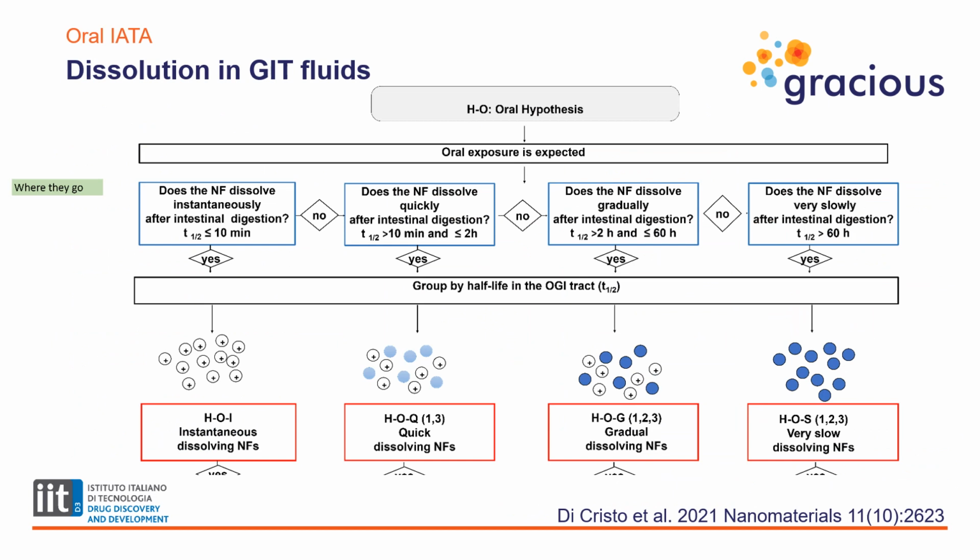Here's an example of one of the IATAs. This is for the oral route of exposure. So you can see the first decision nodes focus on the dissolution rate, ranging from instantaneous dissolution in oral gastrointestinal fluids through to very slow dissolution, measured as a half-life with some cutoff values provided based on information available in the literature. This allows you to identify whether exposure is to the constituent molecules or ions, the particles alone, or a mixture of the two.